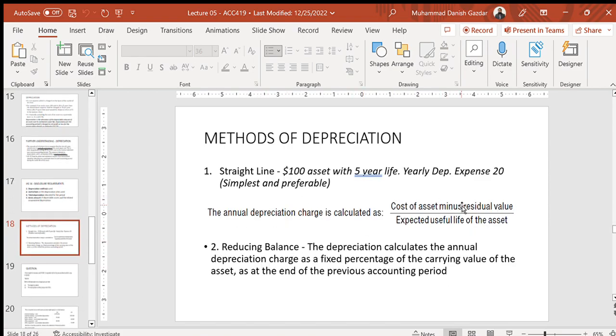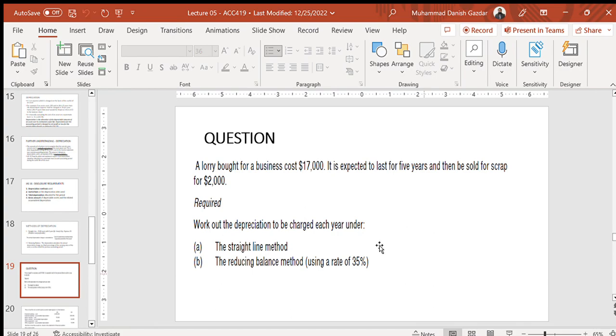So we discussed this method of depreciation: cost less residual value divided by expected useful life. And reducing balance uses a percentage of the carrying value of the asset at the end of the previous accounting period. So here you have an example: a vehicle was bought for a business which cost 17,000. It is expected to last 5 years and can be sold for scrap for 2,000. So the simple straight line method would be 17,000 minus 2,000, which means 15,000 divided by 5. So that would come to 3,000 per year depreciation expense.